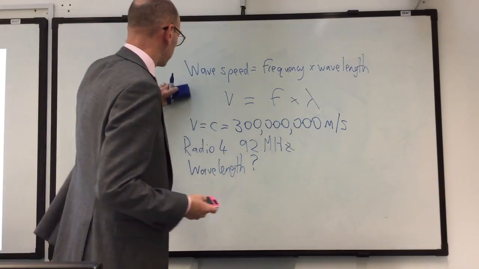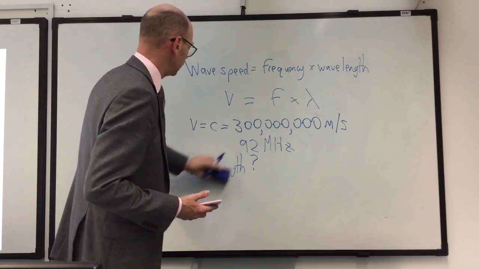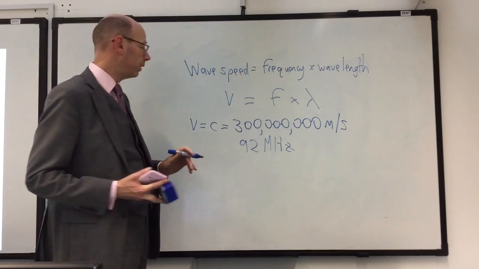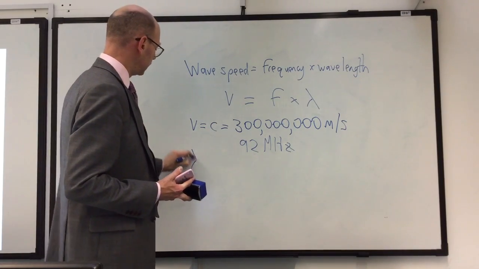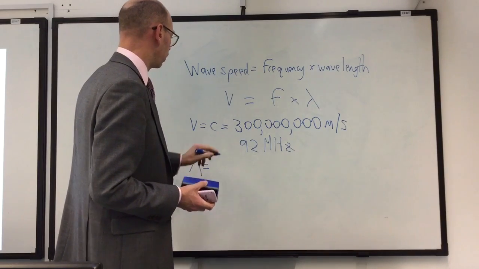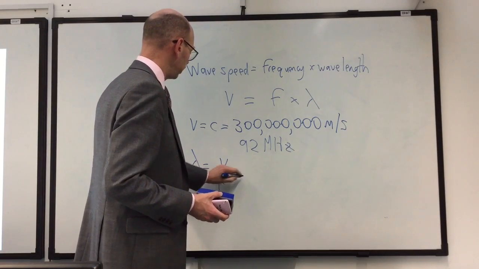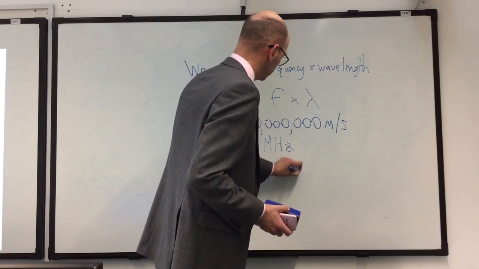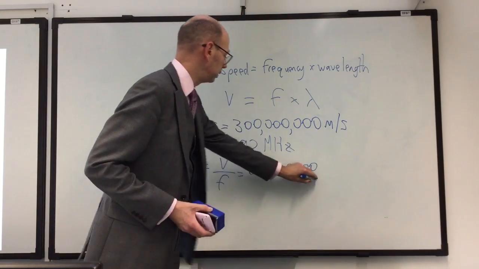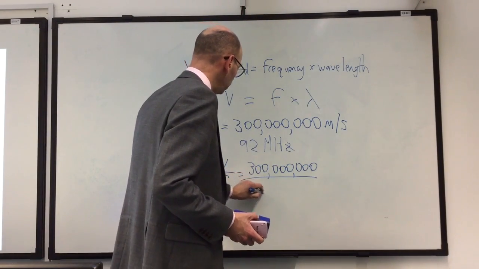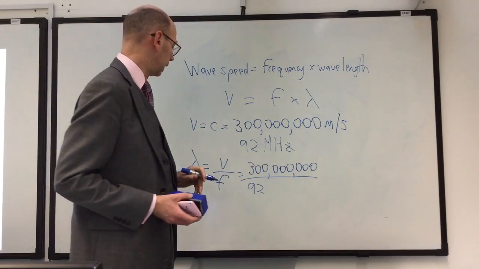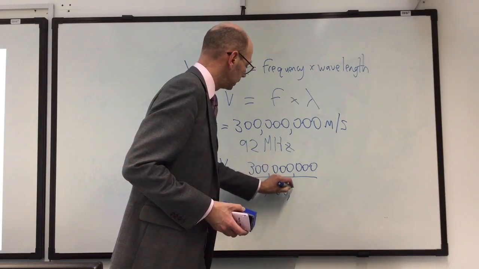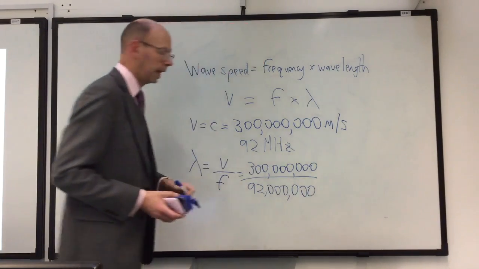Okay, so to work this one out, we're going to need to substitute into the equation. Wave speed is frequency multiplied by wavelength, and we want to work out the wavelength. So the wavelength is going to be the wave speed divided by the frequency. So that's 300 million meters a second divided by a frequency of 92. But we need to be careful because we've got 92 megahertz, 92 million hertz. So we need to put some zeros on there.